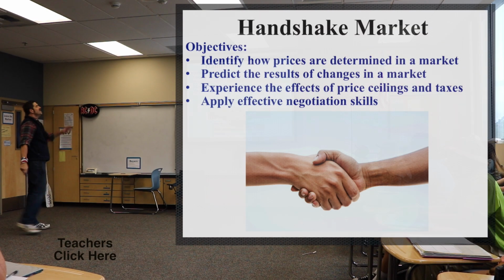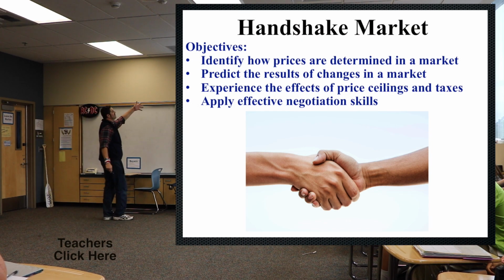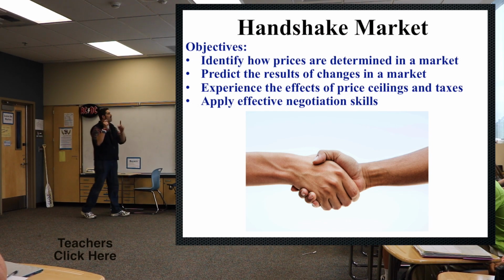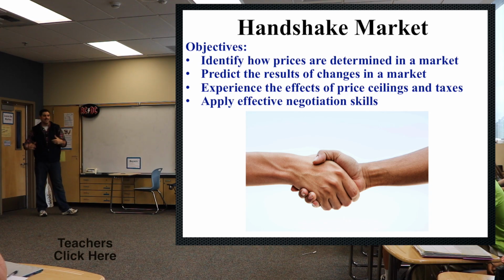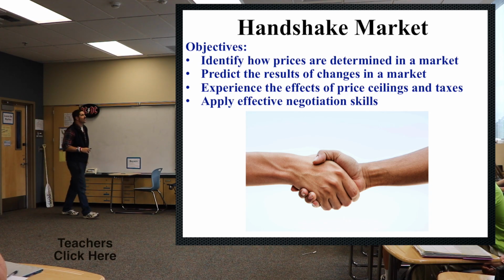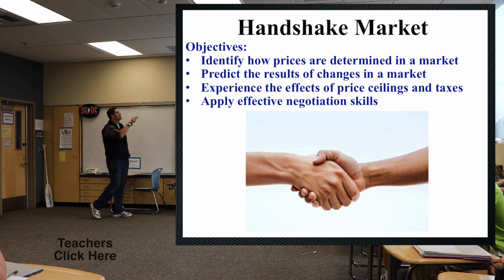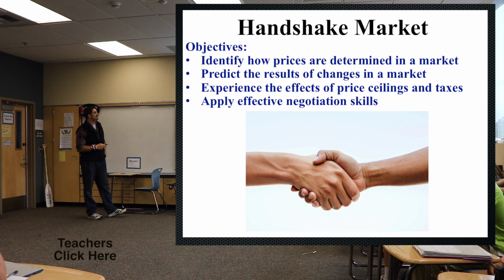Hey! There we go. Today we're going to do the handshake market activity. Identify how prices are determined in the market is your first objective. Predict the results of a change in the market. We're going to see taxes. We're going to see changes in the price of substitutes and other things. Experience the effect of a price ceiling and a tax. And finally, apply effective negotiation skills.